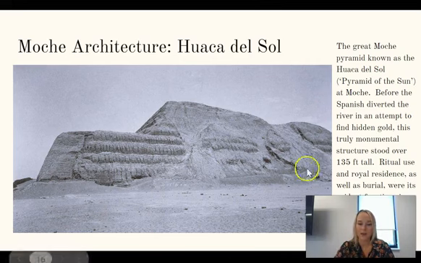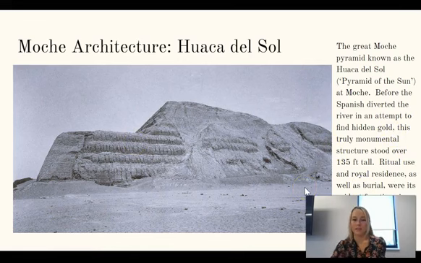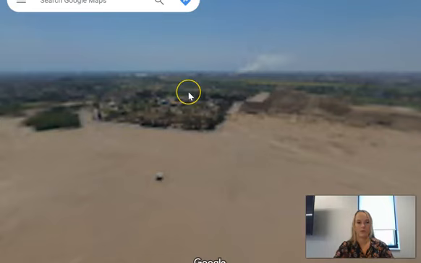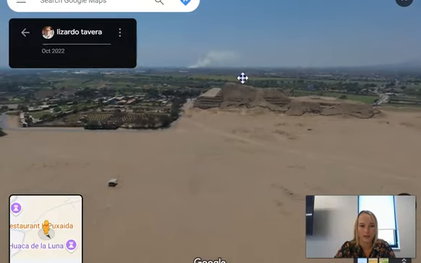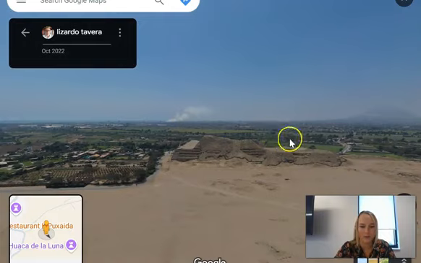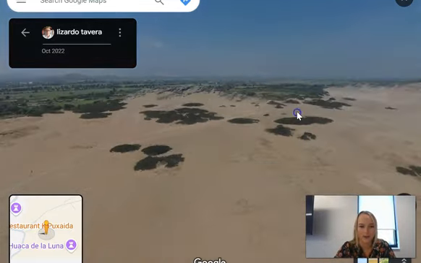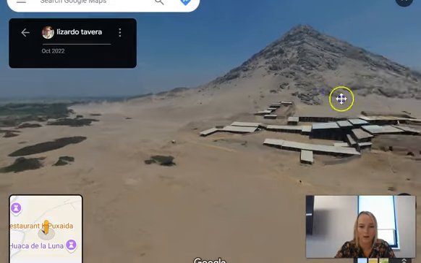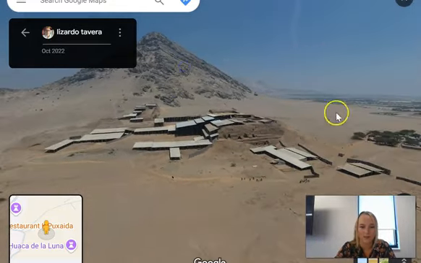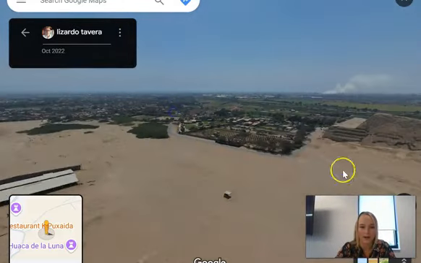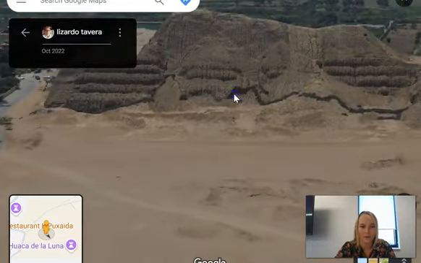So we have evidence of ritual use and royal residence here, as well as burial that were evident functions in this Moche capital. This one is from the Early Intermediate Period. And I also have Google Maps just to show you what this looks like today. So obviously there's a river valley here because we do have agriculture. And we've got the wakas. This is a natural mountain, but we can see that the wakas were created to echo and replicate what those mountains look like.